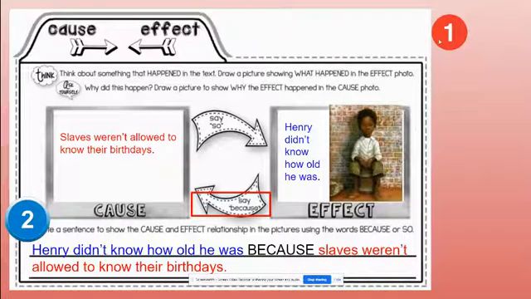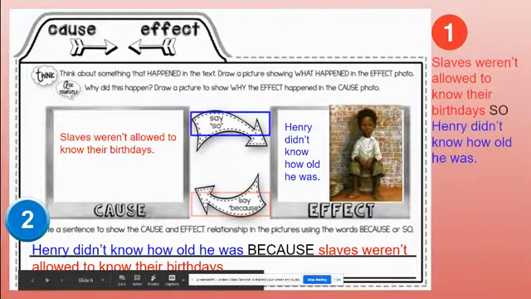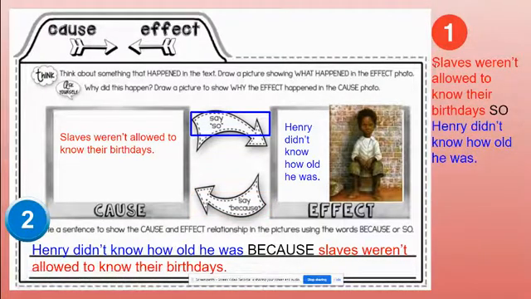One way I could write this, I could start with the blue words, the effect, and say Henry didn't know how old he was because slaves weren't allowed to know their birthdays. But there's a second way I can do this. I can actually state the cause first. I could say slaves weren't allowed to know their birthdays, so Henry didn't know how old he was. It doesn't matter which order you say it in, but I find that these words, so and because, help me organize it in my brain. So remember, effect is what, the cause is the why. Let's try another one.